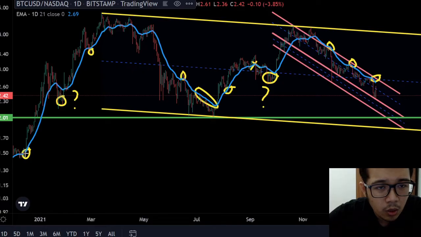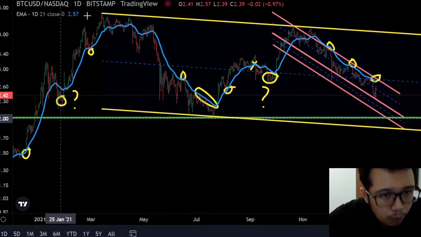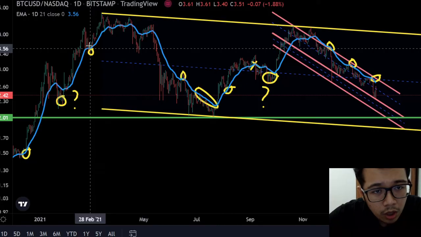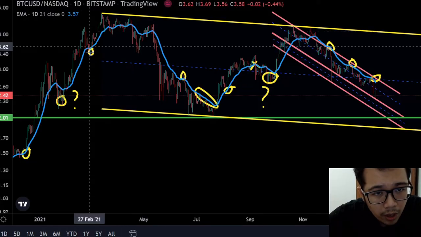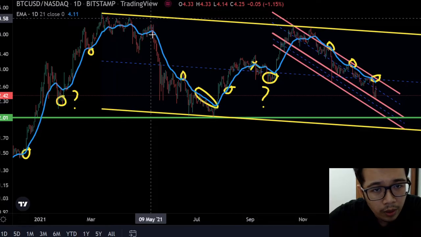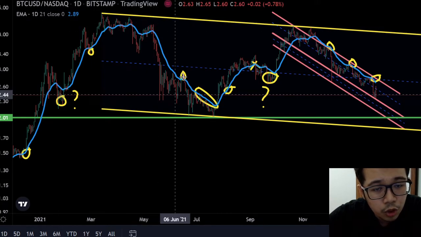After retesting the 21 MMA, we pull and run, and then in January we have a fake out, and then just pull and run again. In February we go down and retest the blue line, going up. And then what's happening in here? We cannot hold this blue line as a support. We are going down so badly, and we retest in June.